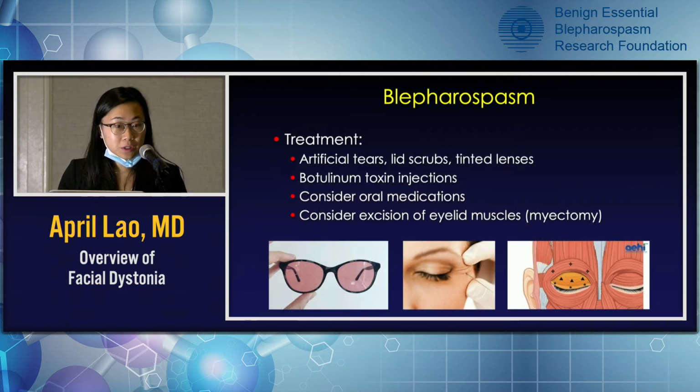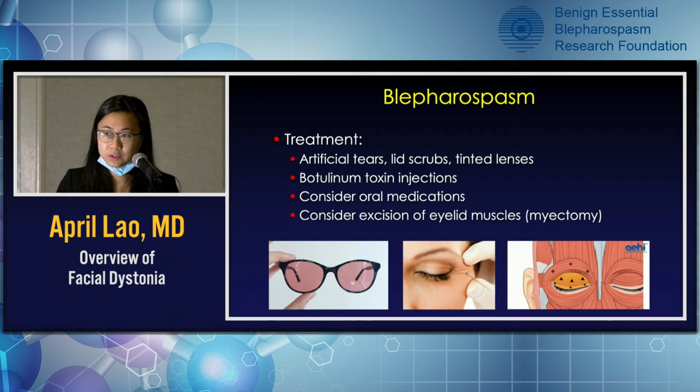Treatment can be conservative, just with artificial tears, lid scrubs, and tinted lenses like the FL41 lenses pictured here. Botox is one of the mainstays of treatment, targeting the orbicularis muscle to stop those contractions. And then you can also consider oral medications or excision of some of the orbicularis. A myectomy is what it's referred to as.